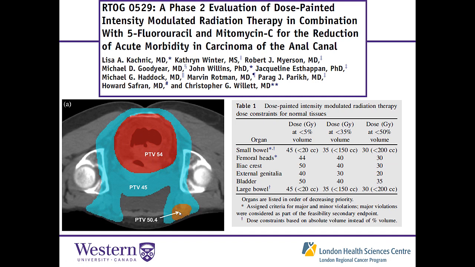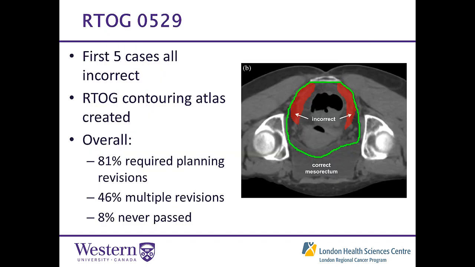When they opened the trial, the investigators found that the first 5 cases submitted were all incorrect. And you can see an example of that here, showing an incorrect mesorectal contour in red. The correct one, you can see around that in green. This led them to create an online atlas to help the enrolling investigators. But overall, when the trial finished, they found that the majority of cases, 81%, required revisions, and about half required multiple revisions. 8% of them ultimately never passed.